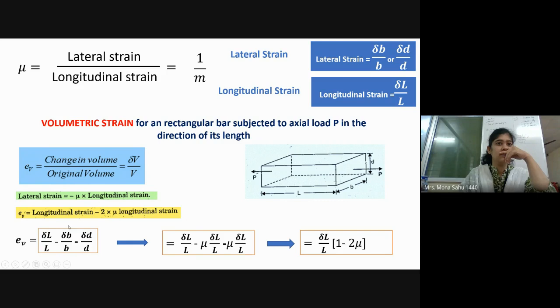Clear about this? Can you write this down? Ev is equal to change in volume by original volume, delta V by V. Lateral strain is equal to minus mu longitudinal strain. Ev, write this also. This step, don't write, I will tell you later. Don't worry about it.